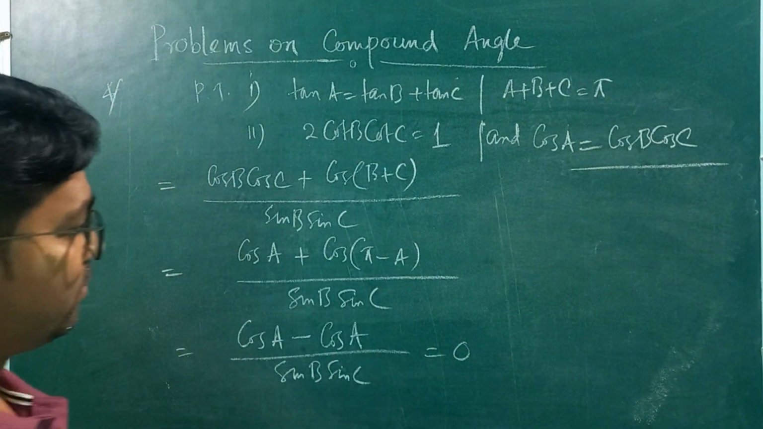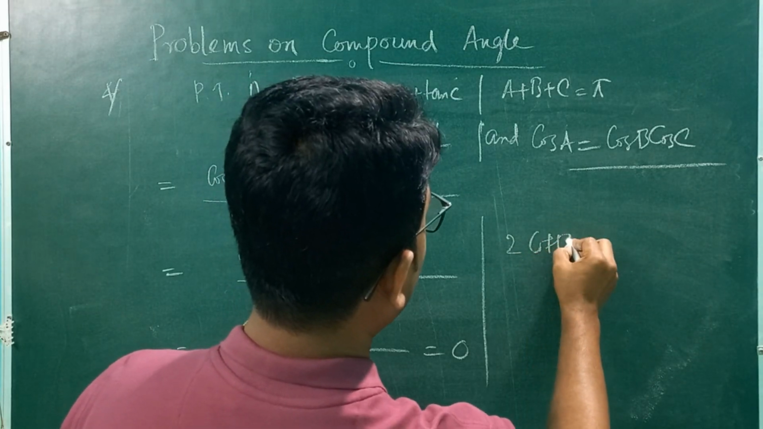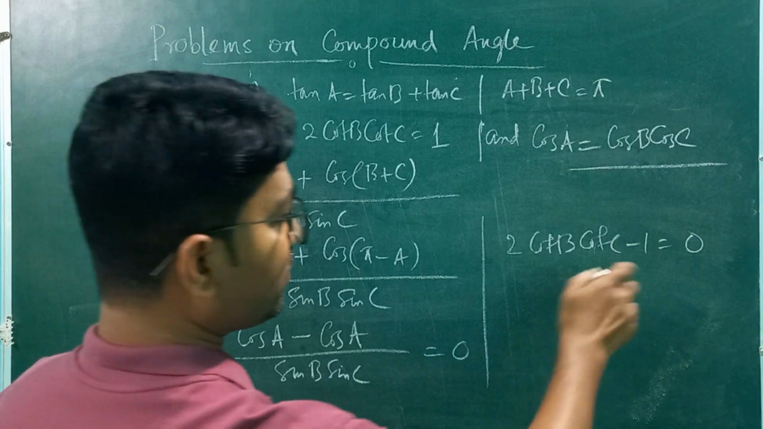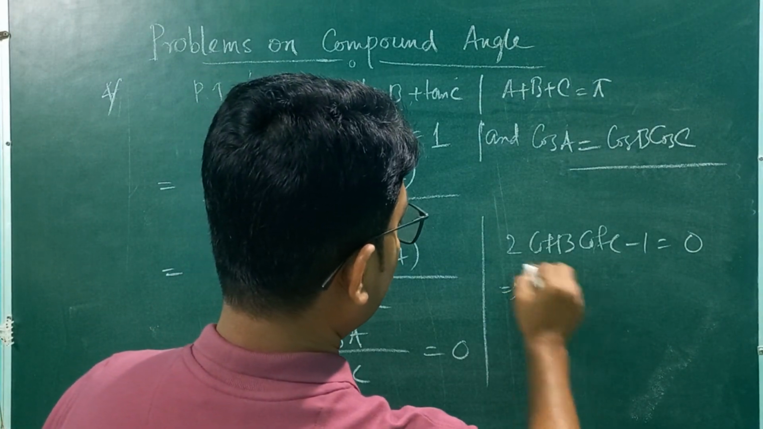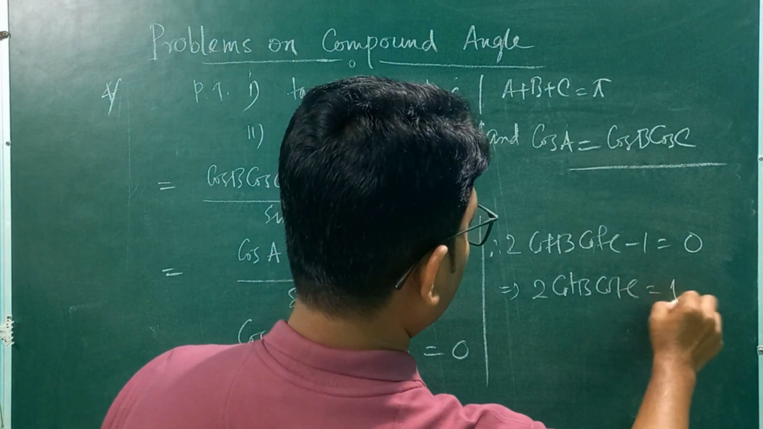So we start from here. We have started from here, 2 cot B cot C minus 1 equal to 0. We have proved this one. So 2 cot B cot C equal to 1.